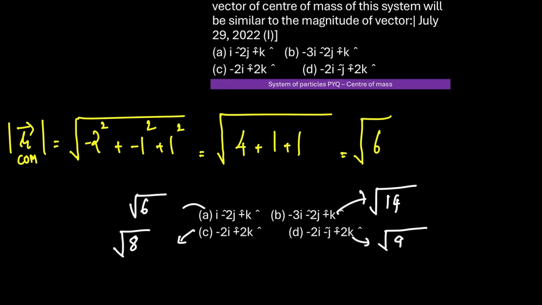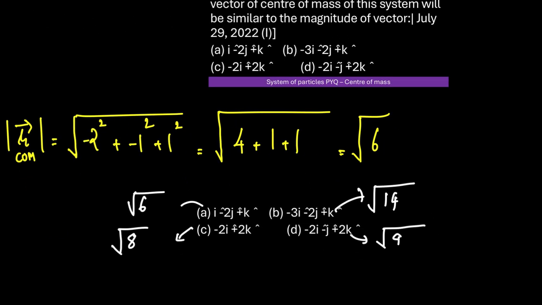And if we compare the given options a, b, c and d, the magnitude of the vector given in option D would be root of 2 square plus 2 square plus 1, 4 plus 4 plus 1, which is root 9. The other option gives root of 8, root 14, and therefore the only option left is option A, which gives us root of 1 square plus 2 square plus 1 square, which is root 6. Therefore the correct option here would be option A.